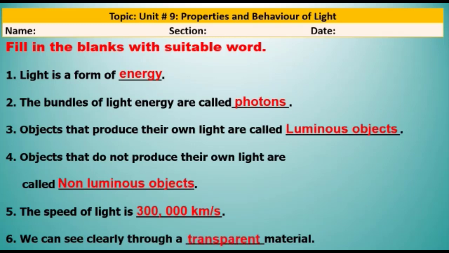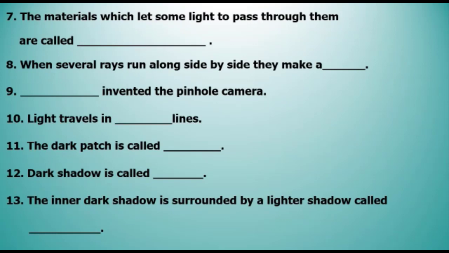Number 6. We can see clearly through a transparent material. Number 7. The materials which let some light to pass through them are called translucent objects. Number 8. When several rays run along side by side, they make a beam. Number 9. Al-Haytham invented the pinhole camera. Number 10. Light travels in straight line.